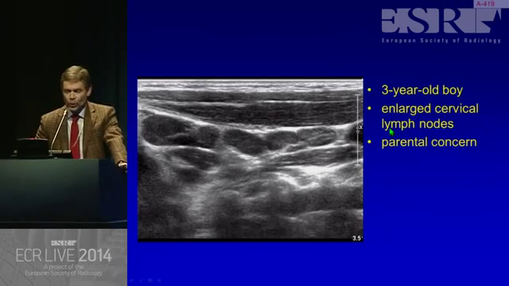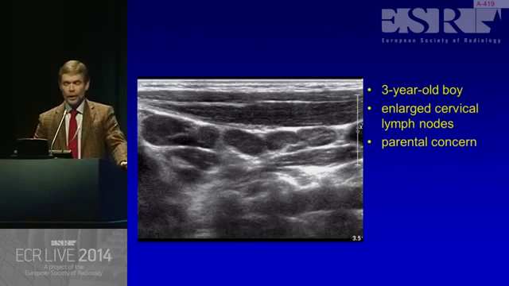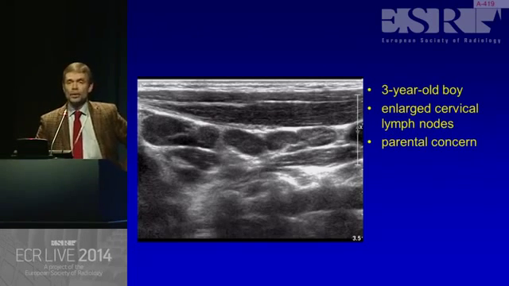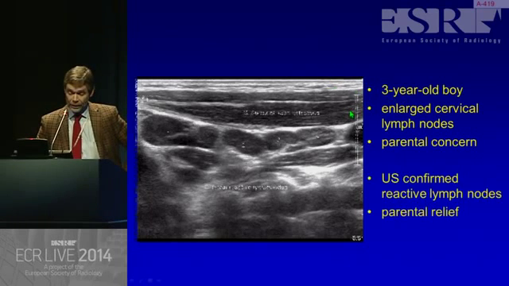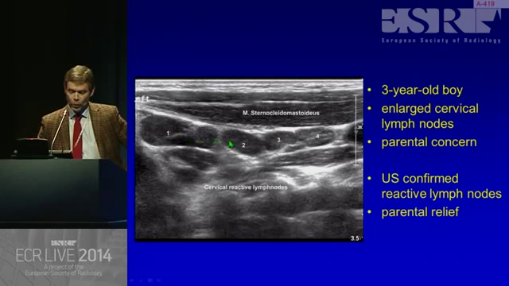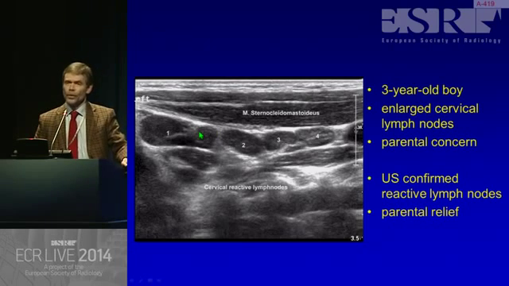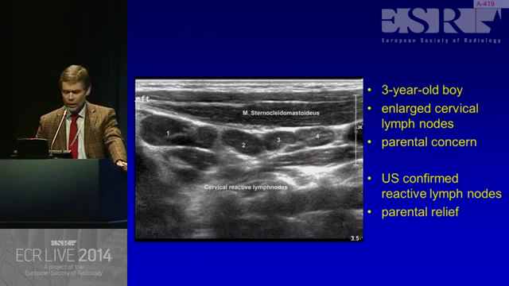So this is a 3-year-old boy who had enlarged cervical lymph nodes, and of course the parents were concerned. But performing ultrasonography at this age, these are completely normal reactive lymph nodes. If we see nodes like this in an adult, it's pathological. We think of Hodgkin's disease or other lymphatic diseases, but in childhood, especially at this age, it's completely normal. The way it looks, the size, this is normal. So the parents were relieved.